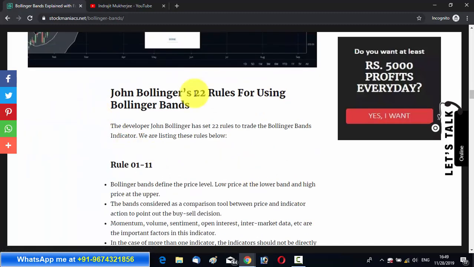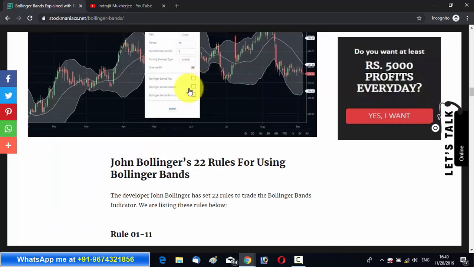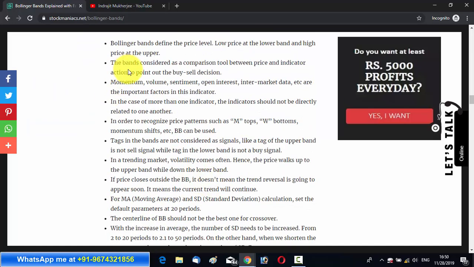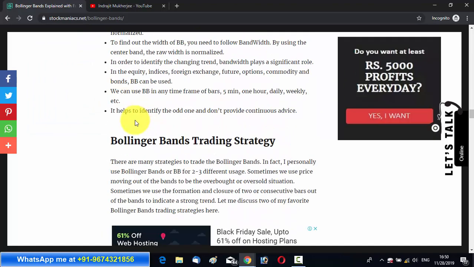So we have already seen how to set up the charts. In this blog post, I have also discussed John Bollinger's 22 rules for using Bollinger Bands. John Bollinger is the man who invented this indicator, and he has described his 22 rules for using Bollinger Bands. So you can study what John Bollinger has said about using them. I am not discussing the rules over here.